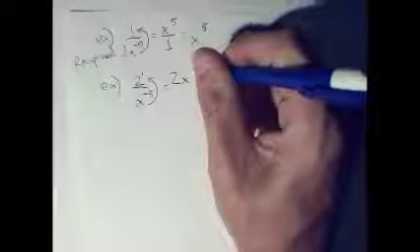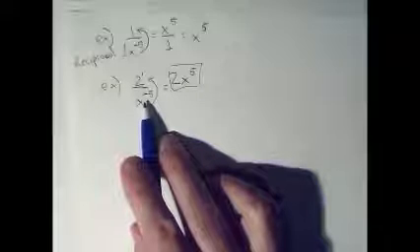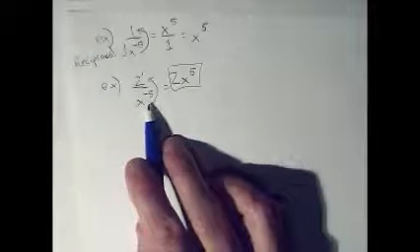That negative 5 does not apply to that 2. I bring the negative 5 up, make it positive when I change its position: 2x to the 5th. Again, you only change the position. You only take a reciprocal of what's negative.